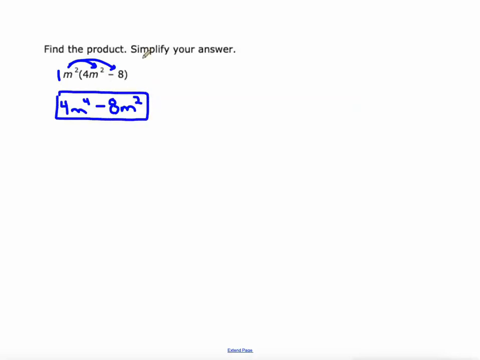This can be shown with a rectangle diagram too, where we've got m squared being multiplied by 4m squared minus 8. So the area of this rectangle right here is 4m to the fourth when you multiply its length and the width, and the area of this piece right here is -8m squared when you multiply its height times its width. So 4m to the fourth minus 8m squared.